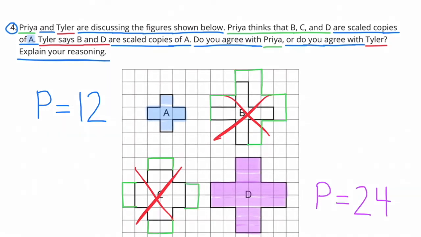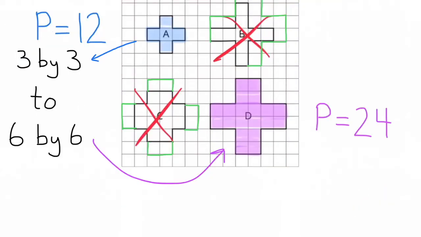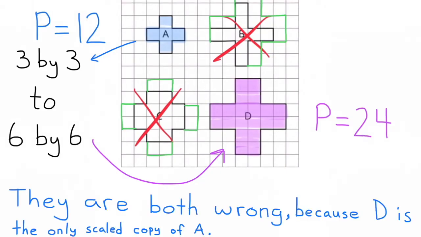For figures B and C, I've outlined in green what the perimeter would look like if they were scaled drawings. Figure A has a height and width of 3x3 and figure D has a height and width of 6x6. It turns out that both Priya and Tyler are wrong, because D is the only scaled copy of A.